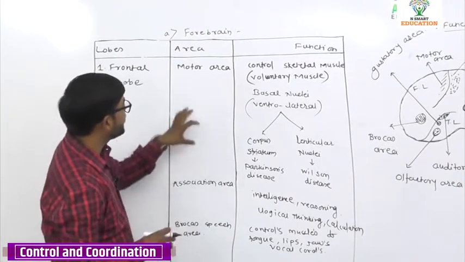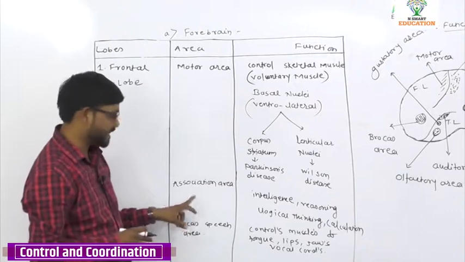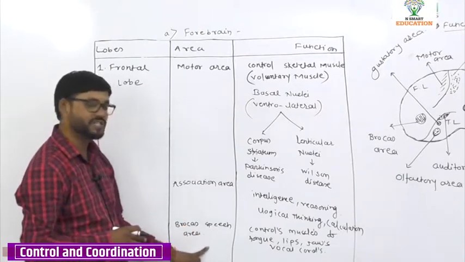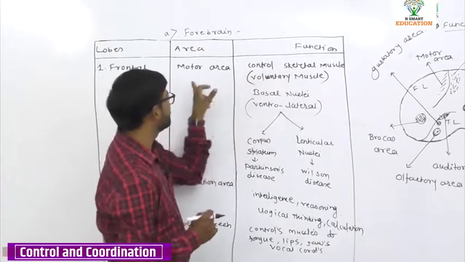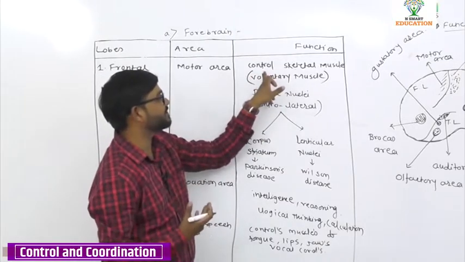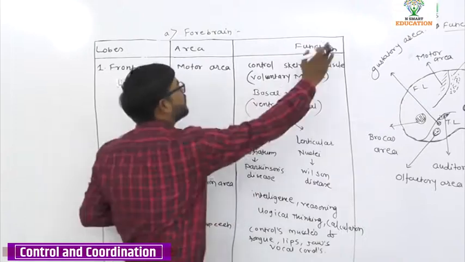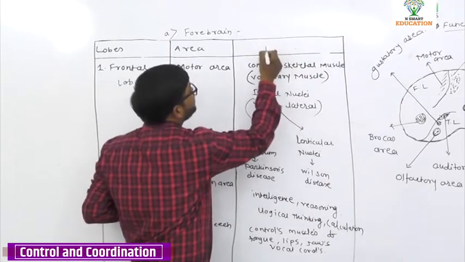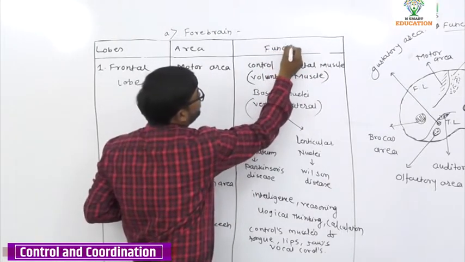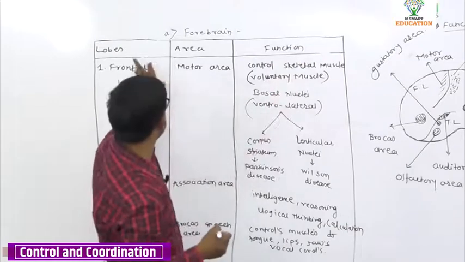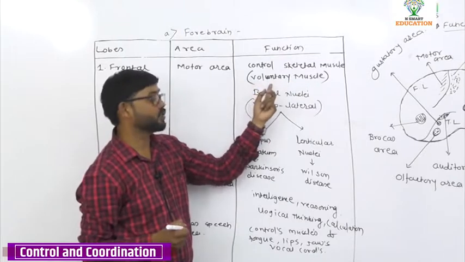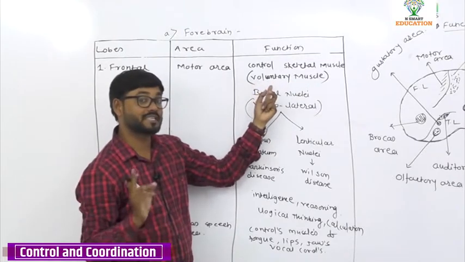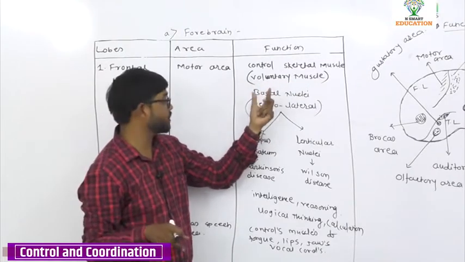So that means particularly also present here are the association area and Broca's speech area. Now, control of skeletal muscle: what exactly is the function of the frontal lobe? The frontal lobe controls skeletal muscle, particularly voluntary muscles. You know, skeletal muscle is voluntary in action, okay.